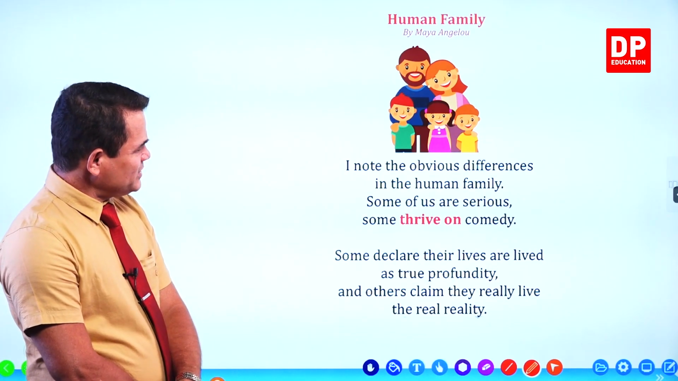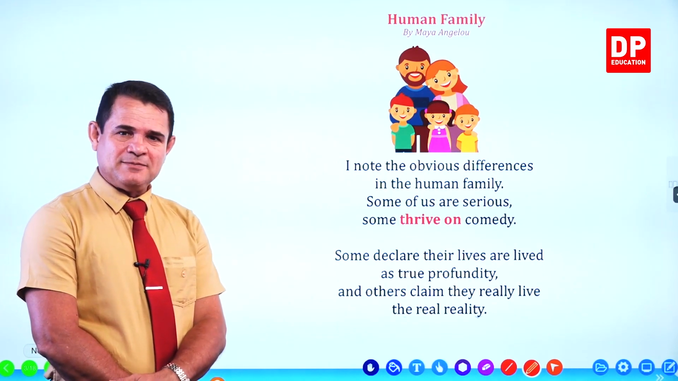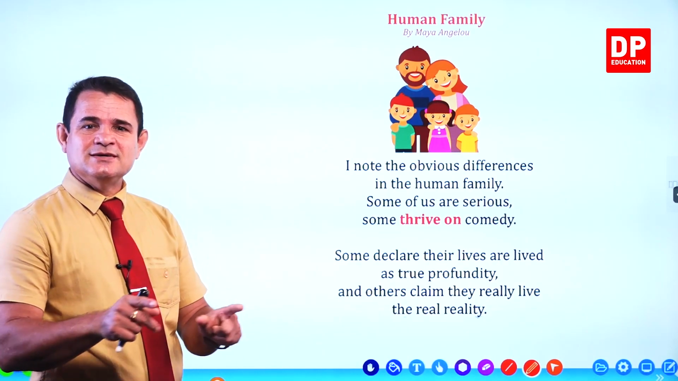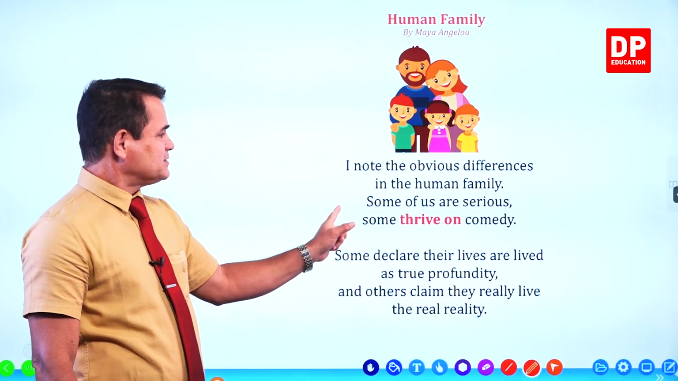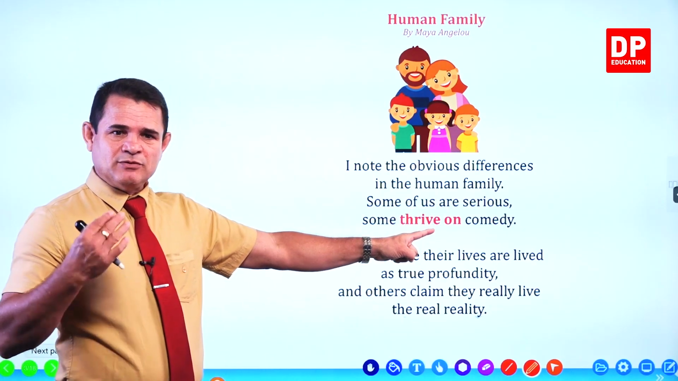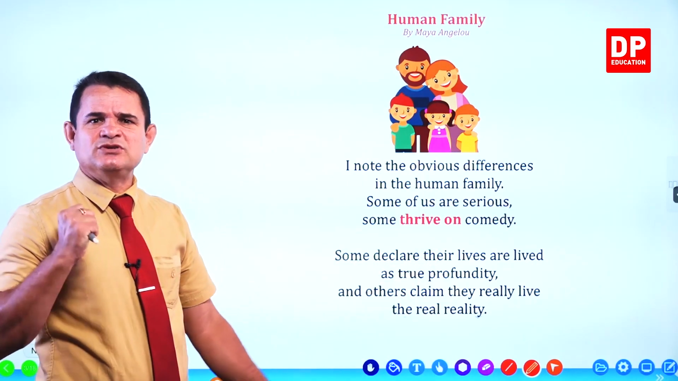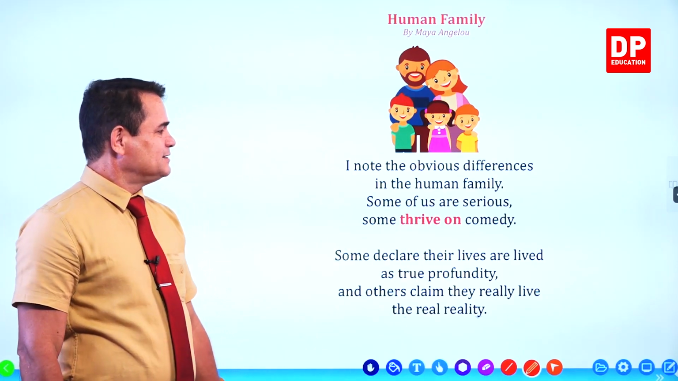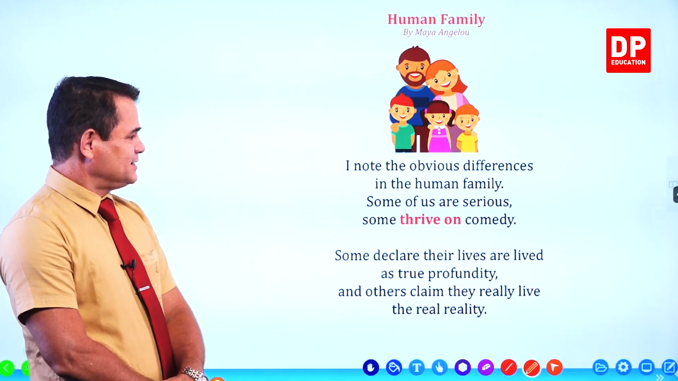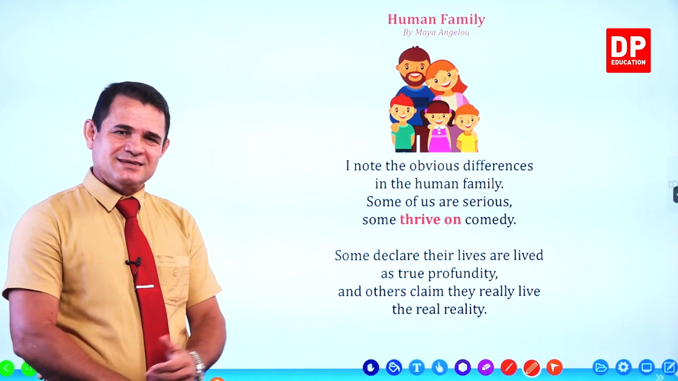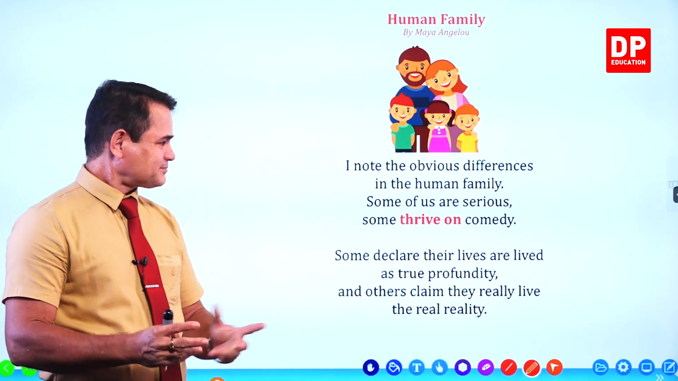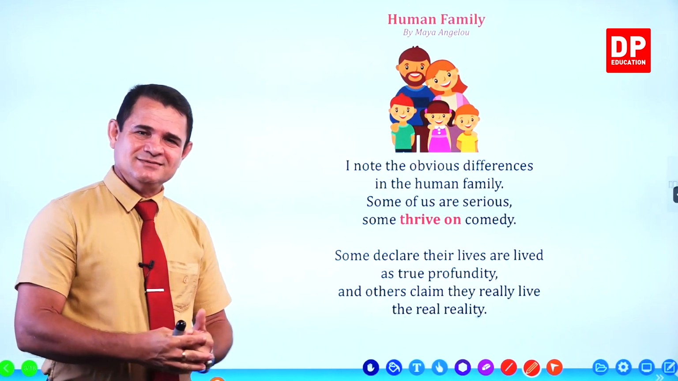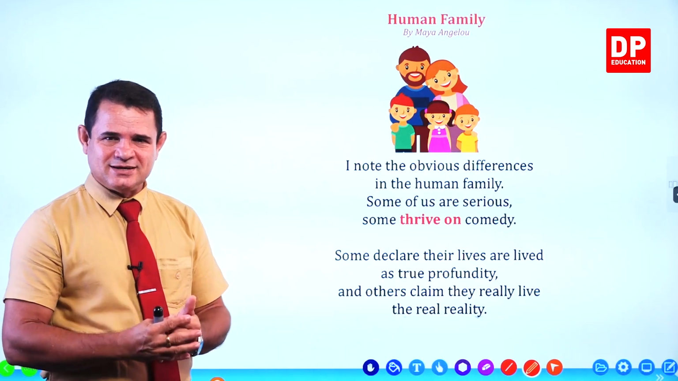I note the obvious differences in the human family. I note the obvious, very clear differences in the human family. Some of us are serious. Some of us are very serious. Or some thrive on comedy, we learned the word. Thrive on comedy, just do well, very good at doing jokes and all. So there are two different kinds of people.